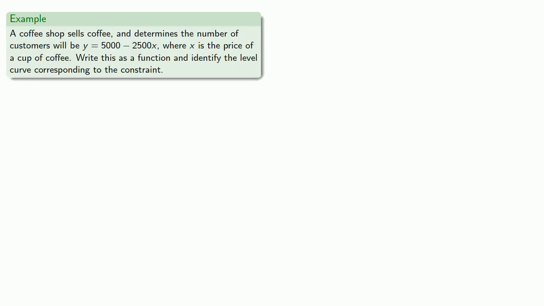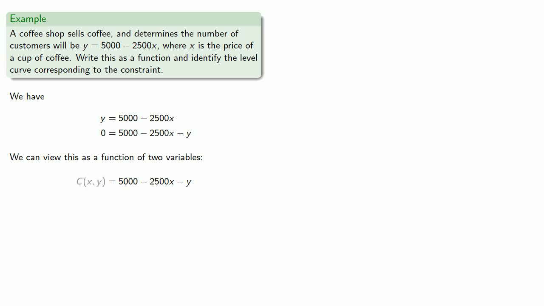As the next example illustrates, these constraint functions are not necessarily unique. So for example, we have our coffee shop problem where we have the number of customers given as a function of the price. Well, that already is a relationship of two variables. So all we're going to do is put all of our variables on one side of the equals, and we can view the right-hand side as a function of two variables. And the constraint is going to be the level curve, c of x y, equal to 0.